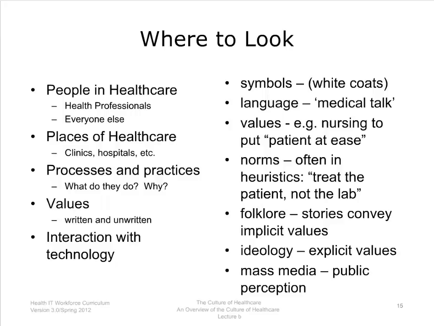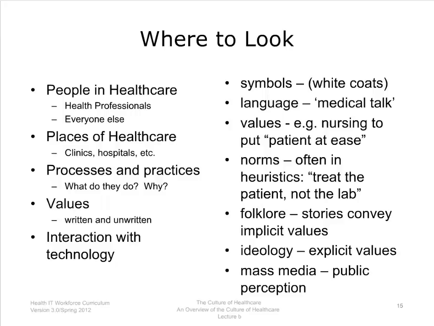When considering the people, you should include not only health professionals but everyone else that participates in the healthcare processes. Places where healthcare takes place are varied, from modern tertiary academic medical centers to small primary care and community clinics, to long-term care settings such as nursing homes and, of course, patients' own homes. When studying these processes and practices, it is not only important to characterize what people do, workflow, but also to understand why they do things in the ways that they do them.